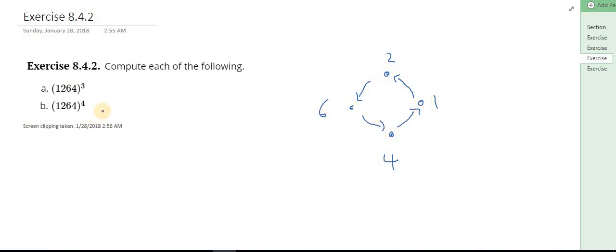All right, now, if I'm going to cube it, then basically I'm going to do the permutation 3 times. I'm going to apply the arrows 3 times. So I just follow 3 arrows. Right? So I have, starting with 1, 1 will go to what? 1, 2, 3. It goes to 4.